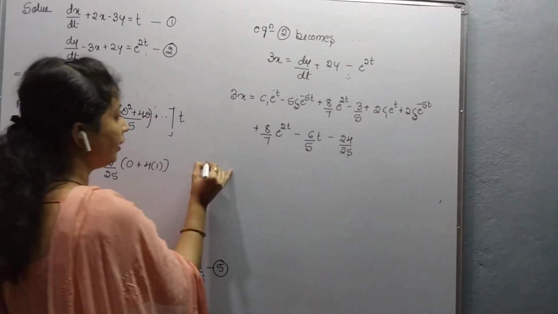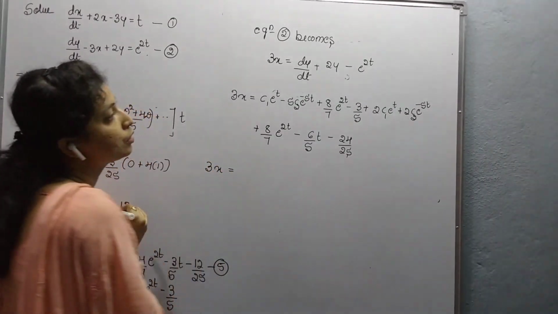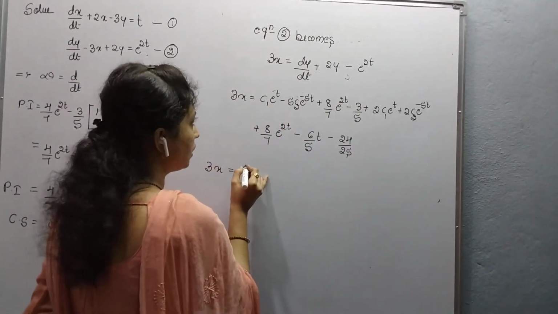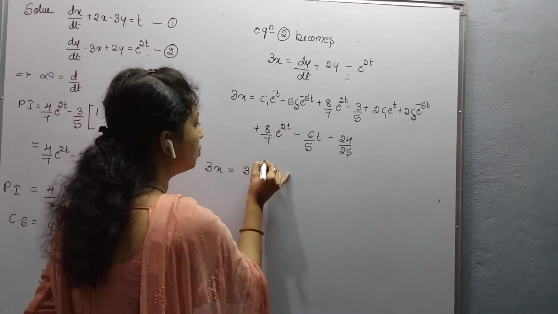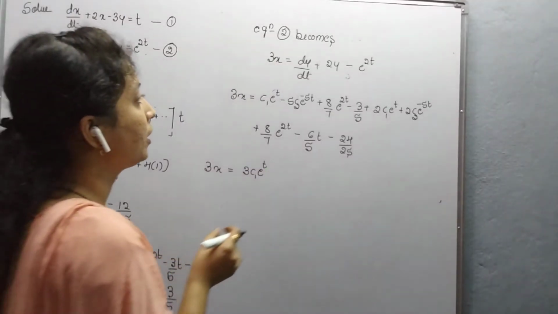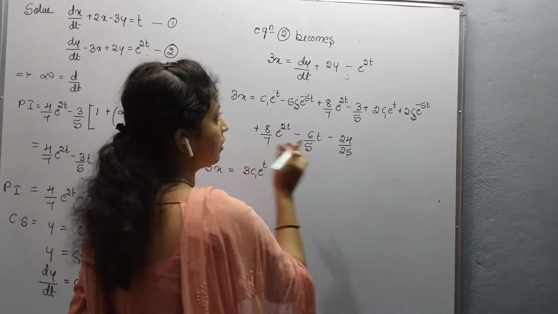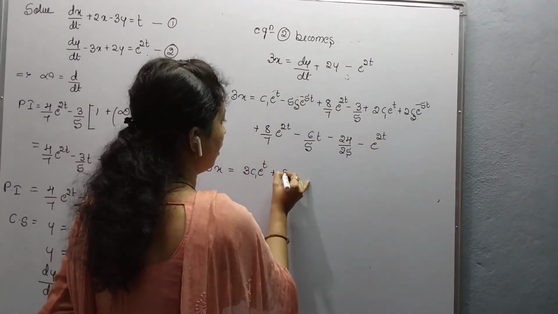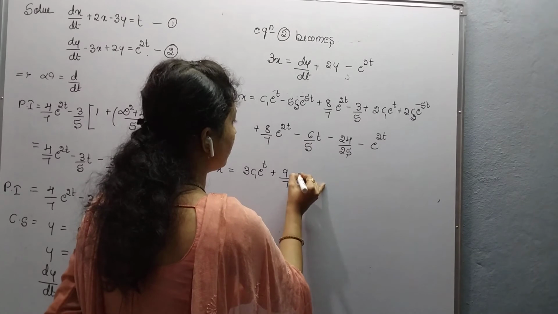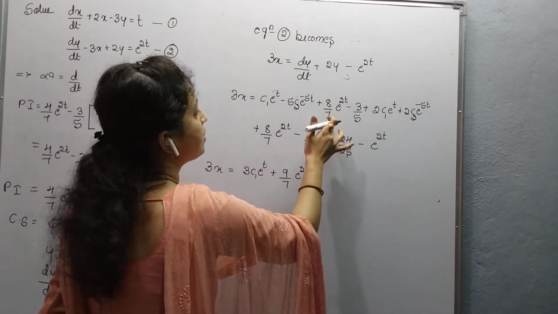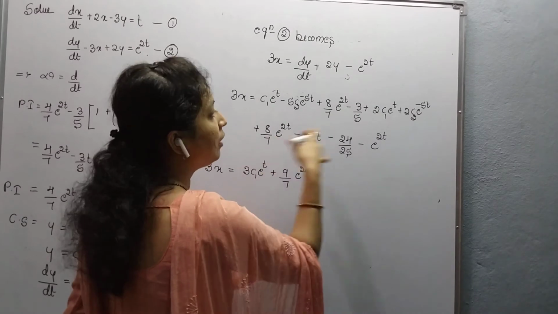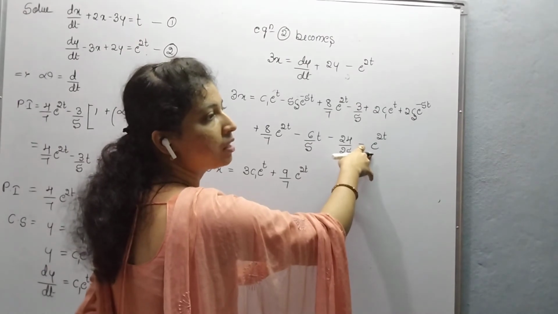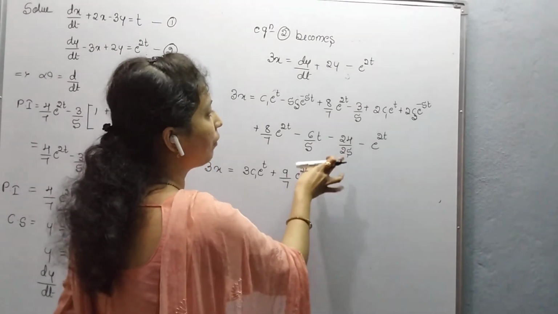Then 3x is equal to, simplify the term e raised to t. Here c1 e raised to t and plus 2c1 e raised to t, that is 3c1 e raised to t. And e raised to 2t terms, here 8 by 7 and 8 by 7 minus e raised to 2t. So it becomes plus 9 divided by 7 e raised to 2t. 8 by 7 plus 8 by 7, that is 16 divided by 7, and minus 1. Here the LCM is 7, so 16 minus 7, that is 9 divided by 7 e to the power 2t.